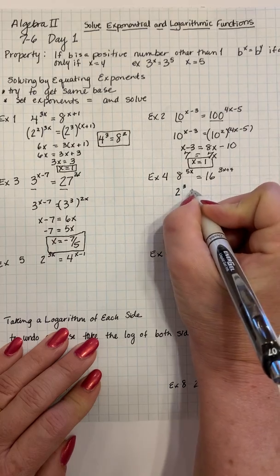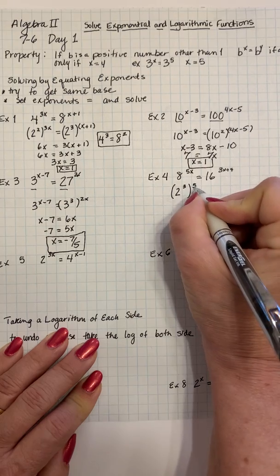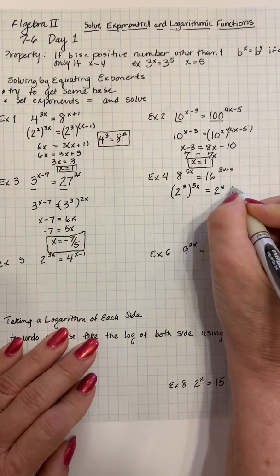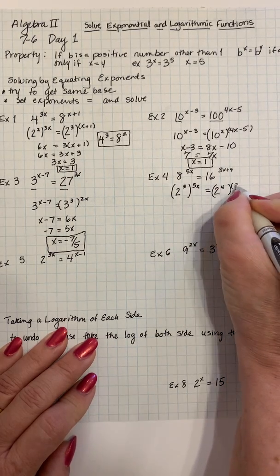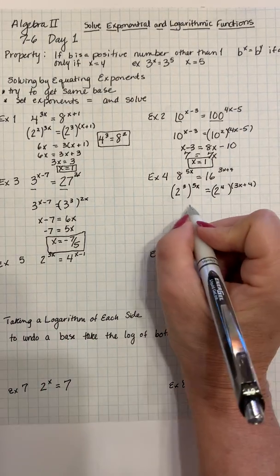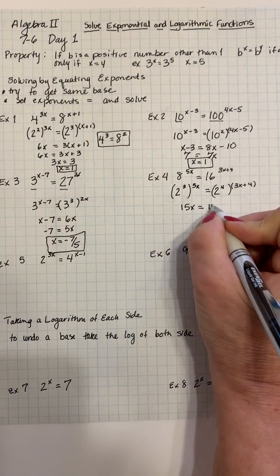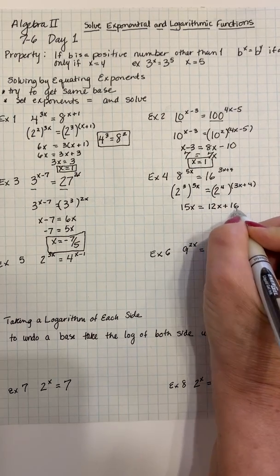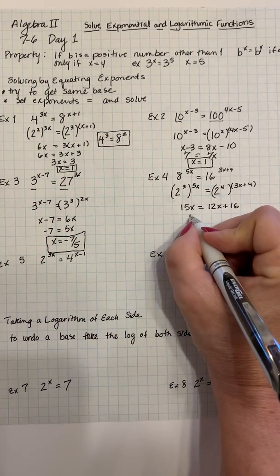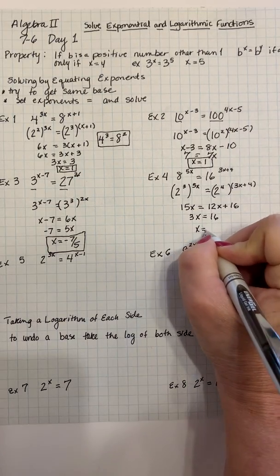2 cubed, because we're going to use 2's, raised to the 5x is going to be equal to 2 to the 4th power. That's what 16 is, raised to the 3x plus 4. Now, since we have the same base, we're going to set the exponents equal to each other. I'm going to have 15x is equal to, distribute the 4, 12x plus 16. Subtract 12x from both sides. 3x is equal to 16, and x is equal to 16/3.